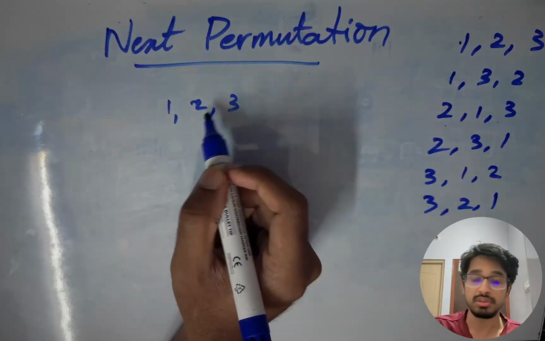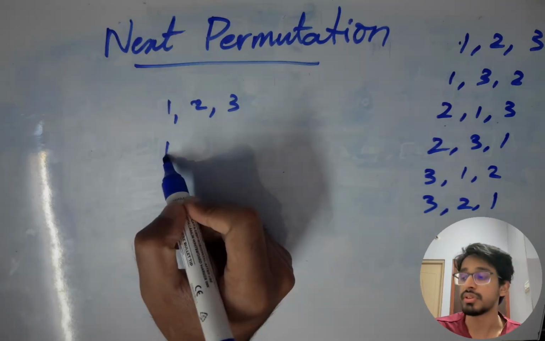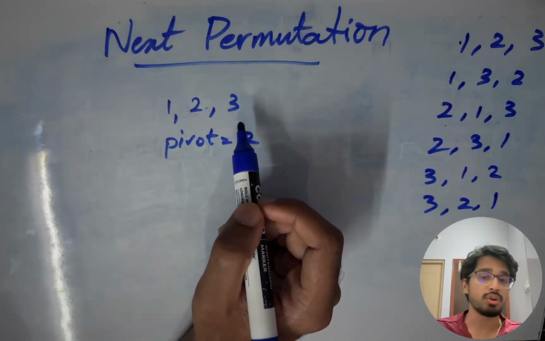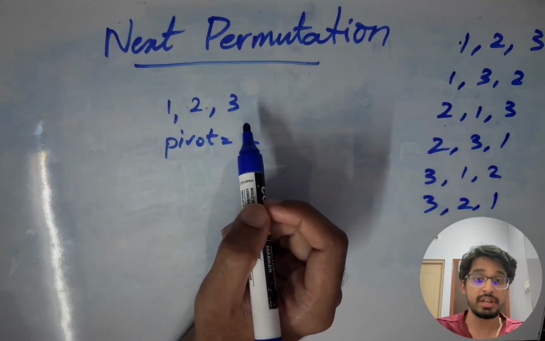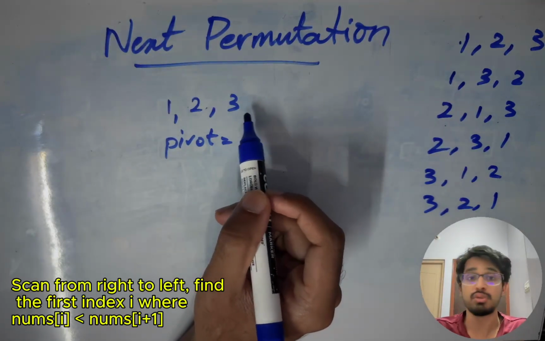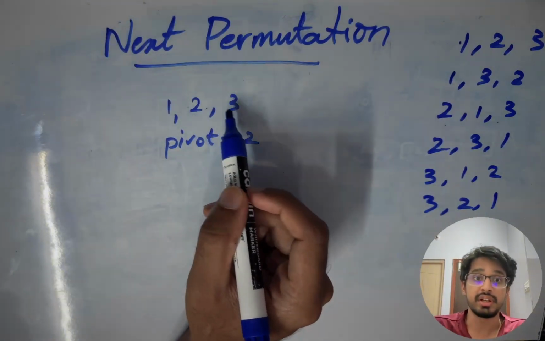So if we go to the 2, 3 is greater than 2, right? So 2 becomes our pivot. Okay, so we say pivot is 2. According to our logic, we need to find the first index that is greater than the previous one, when we are looping from the reverse order. So this is our first index which is greater than 3.